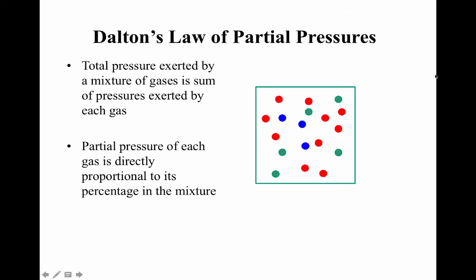Dalton's law of partial pressures says that the total pressure exerted by a mixture of gases is the sum of the pressures exerted by each gas. So just saying that, say, these blue molecules are oxygen, the red are carbon dioxide, and the green are nitrogen, the total pressure being exerted in this box is the sum of each of these different gases in the box. Partial pressure of each gas is directly proportional to its percentage in the mixture.